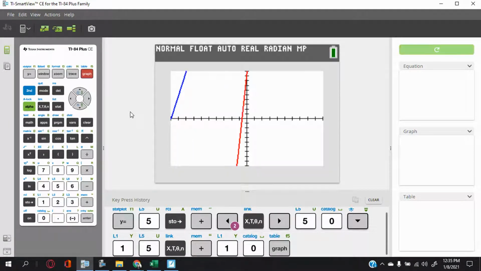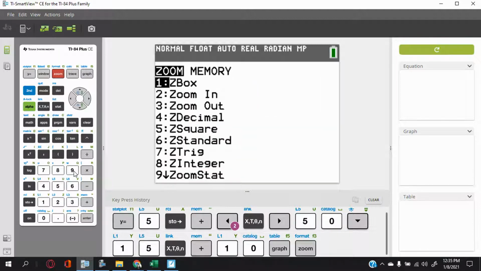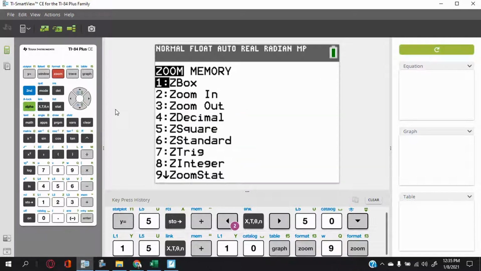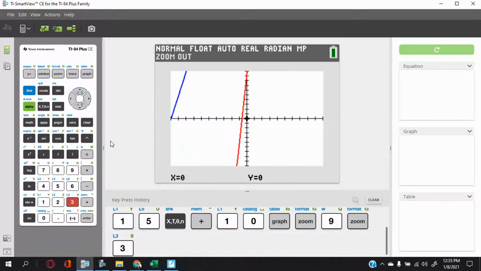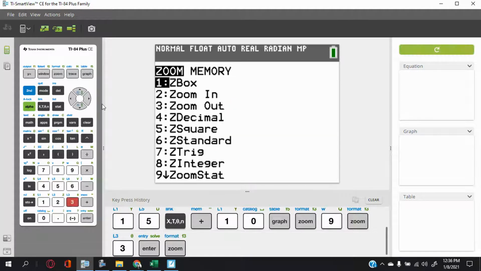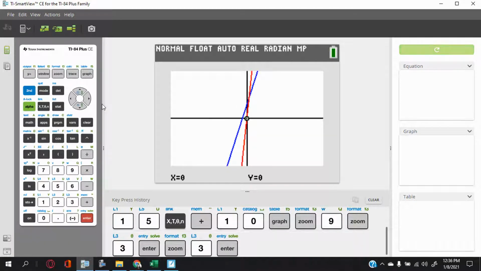Now, these guys are way up there. Let me see if I could try zoom stat. It won't. Zoom stat only works with stats. Okay, so I'm gonna zoom out, because you can see the ends of those lines, but not the very top where the two lines meet. So let me zoom out. I'm gonna zoom out again. All right, now it's up there. So I'm gonna trace my way up there. As a matter of fact, I'm actually gonna zoom in at that part.